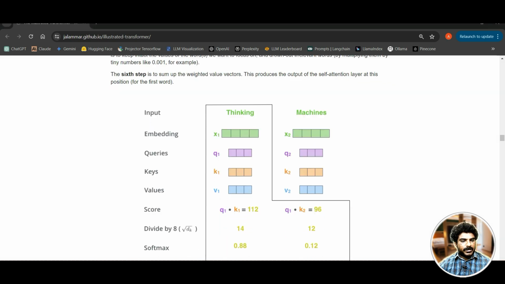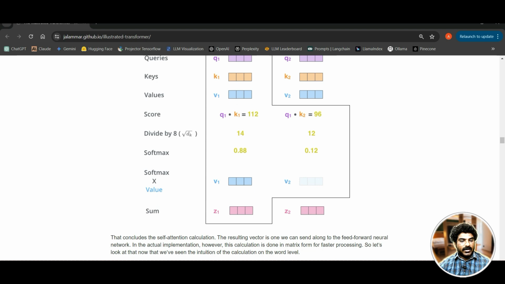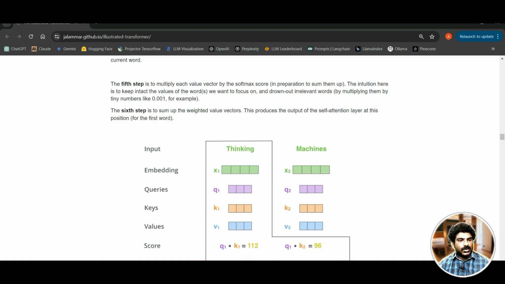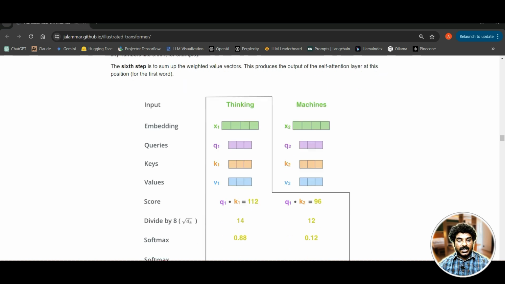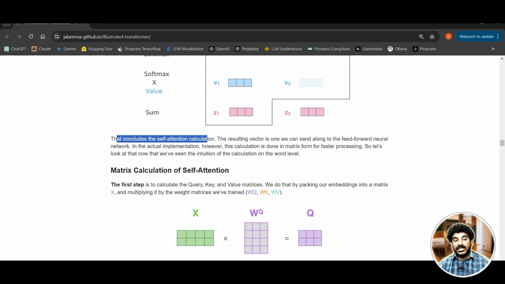The fifth step is basically to multiply the softmax value which is generated with the value vector. So you multiply softmax into the value vector and you'll get v1. Similarly here also you'll get v2. And the sixth step is basically to sum up the weighted value vectors. This produces the output of the self attention layer at this position for this particular word. For the first word, thinking, you will take the sum of all these things and you will create a generalized z1. So this concludes the self attention calculation.